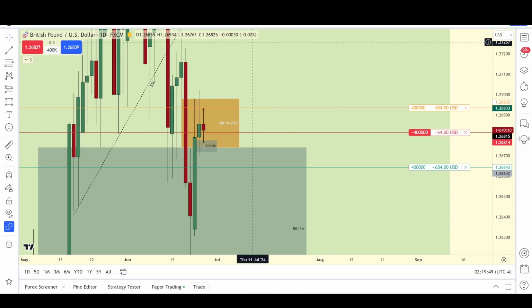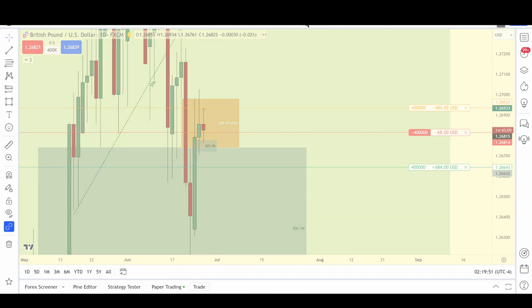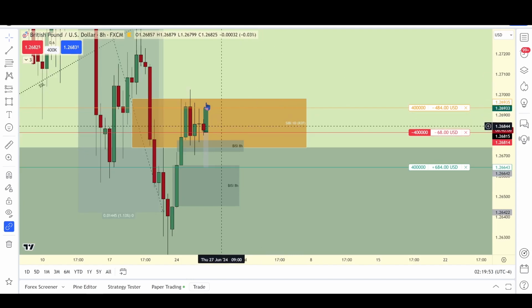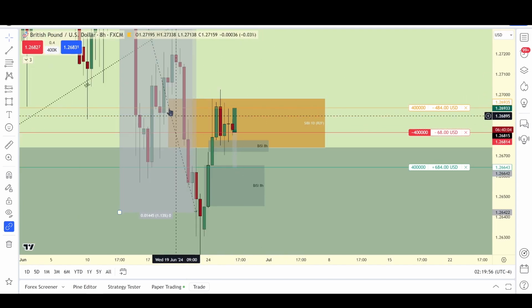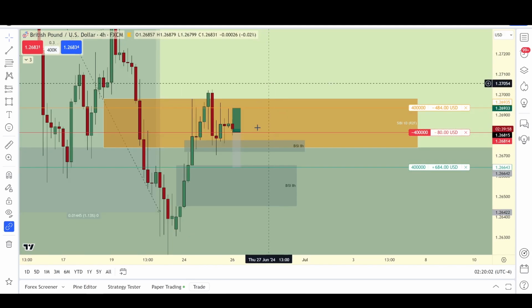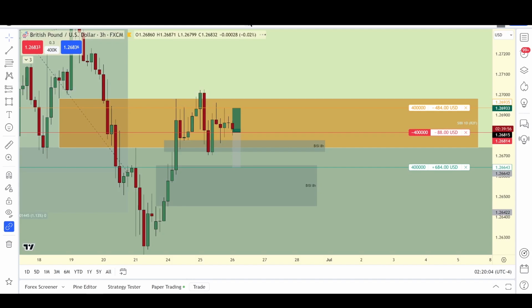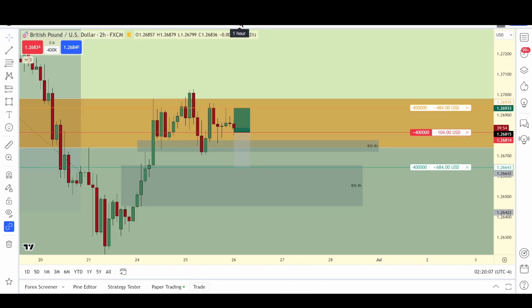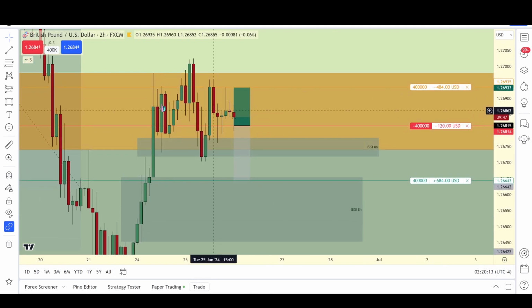So this is the daily. Let's go to the 8 hours. All right, this is what happened on the 8 hours. We had somewhat of a breaker, and price came into that. A lot of chopping around. Okay, 4 hour, 3 hour, 2 hour. Okay, it's a breaker here. Price came into that. Okay, it's inside this 1 hour gap here.